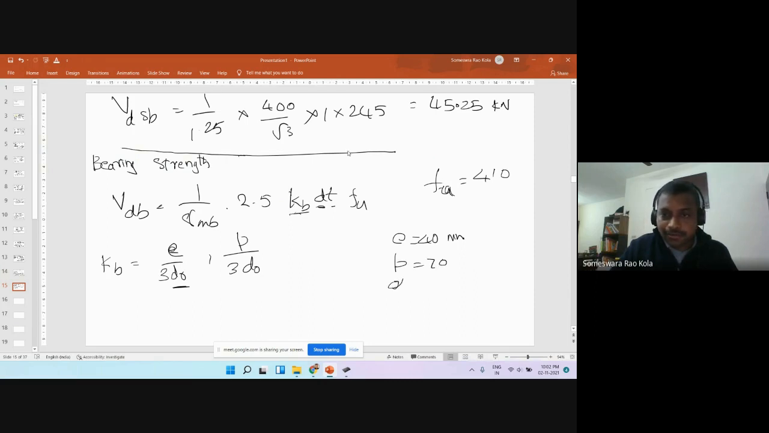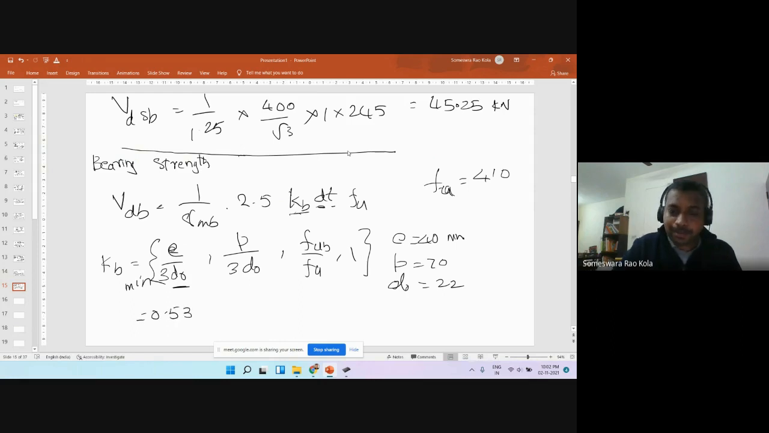So d naught is 22, as we have rightly said. And then what else do we have? fub by fu, comma 1. So we have to take the minimum of them. If you substitute these values and find out kb, that will turn out to be 0.53. So you can verify that. We have identified all the parameters.